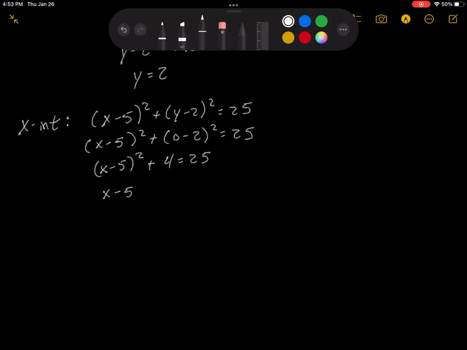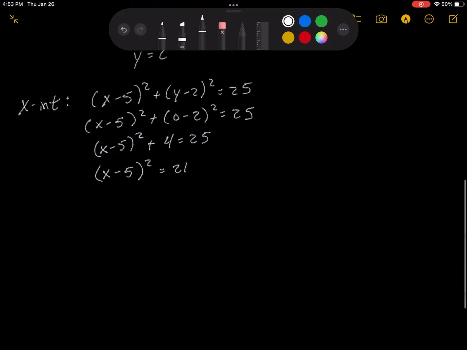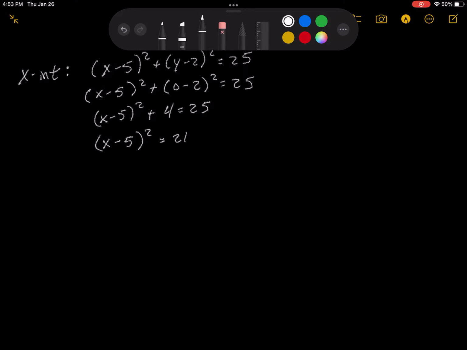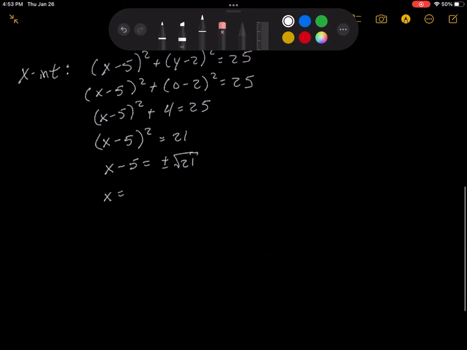If I subtract 4 from both sides, I find that (x minus 5) squared is equal to 21. I then take the square root of both sides and find that x minus 5 is equal to plus or minus the square root of 21. Now, that's going to be a real number. It's not going to be a nice number. It's not going to give me an integer, but it is going to be a real number. And now the last step is to add 5 to both sides. So x is equal to 5 plus or minus the square root of 21.